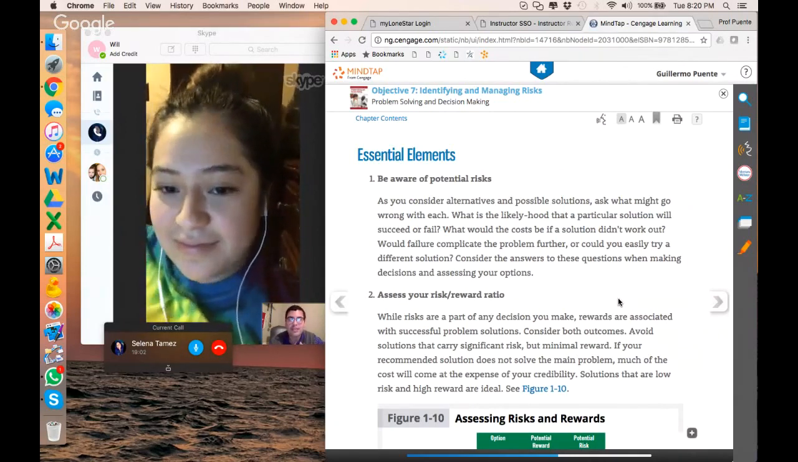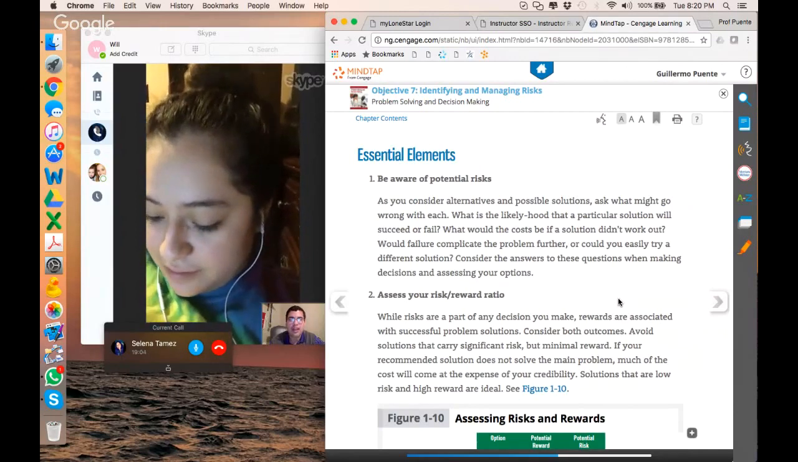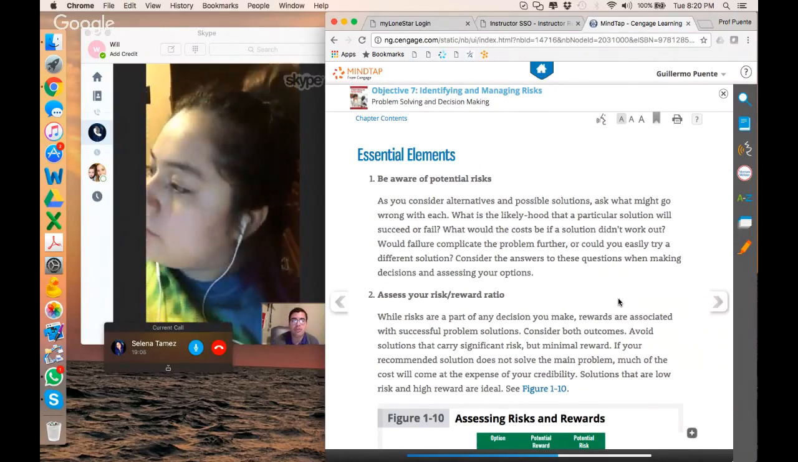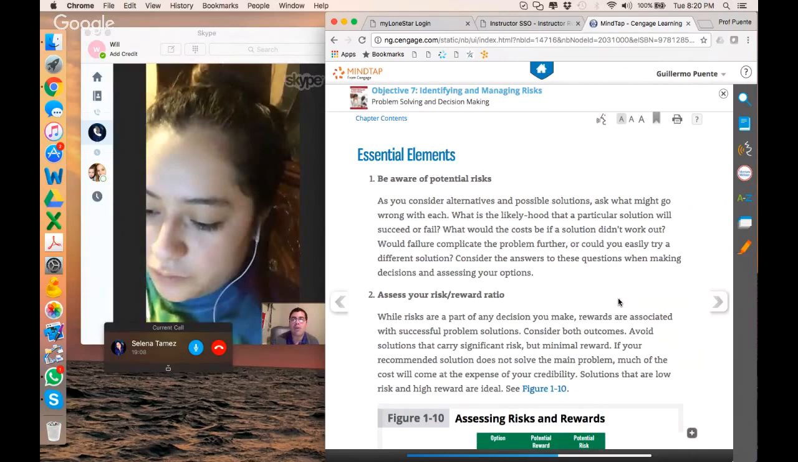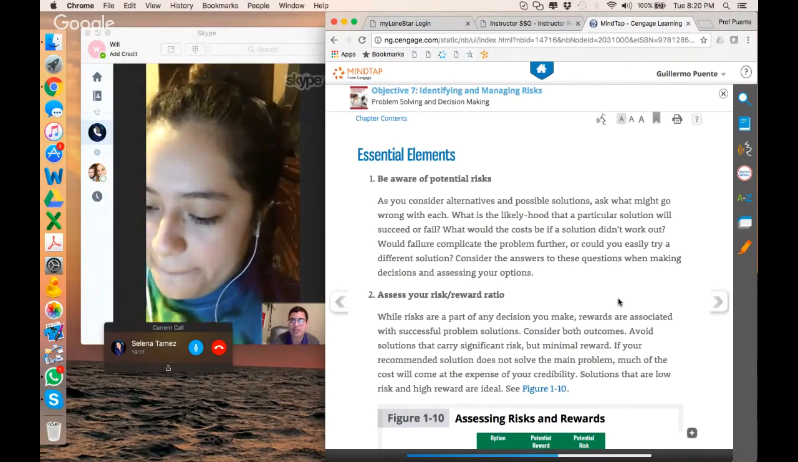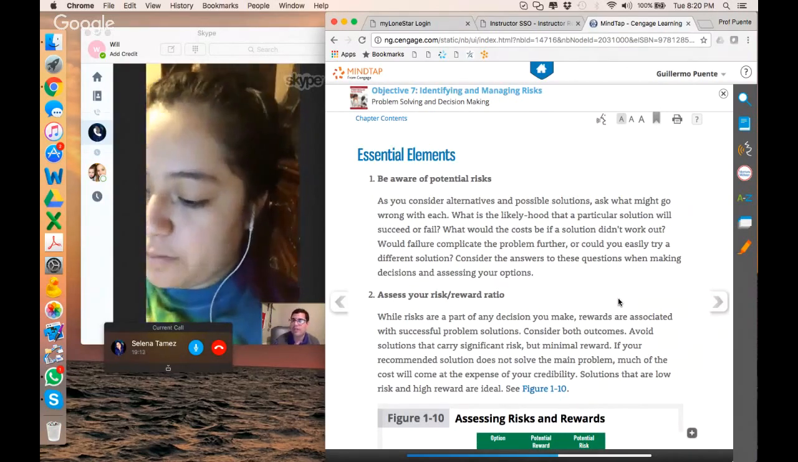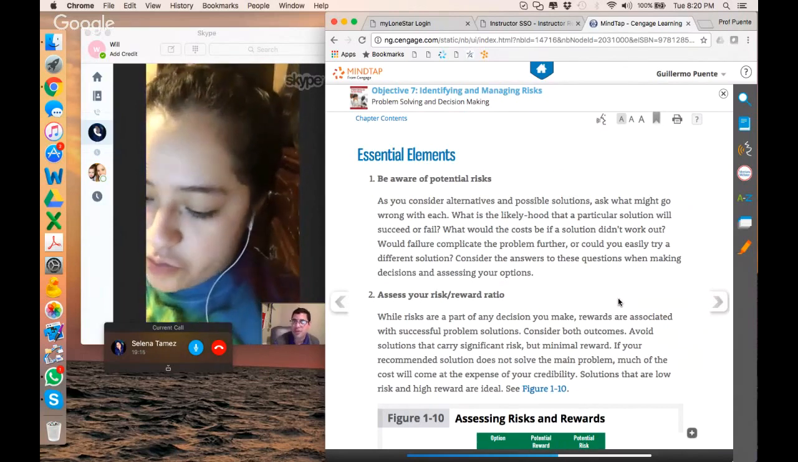So objective 7, be aware of potential risks. As you consider alternatives and possible solutions, ask what might go wrong with each. That's right. So even though you're given solutions, there are risks to the solutions, right?